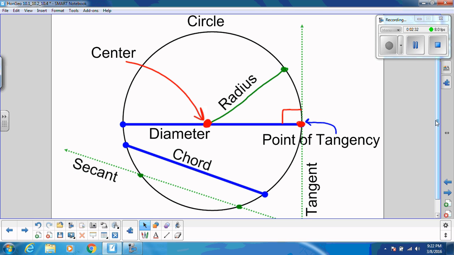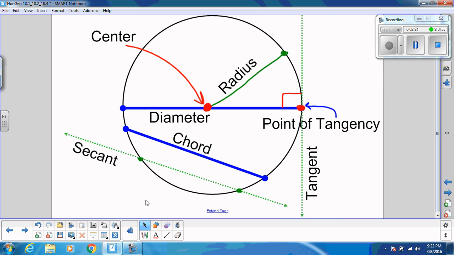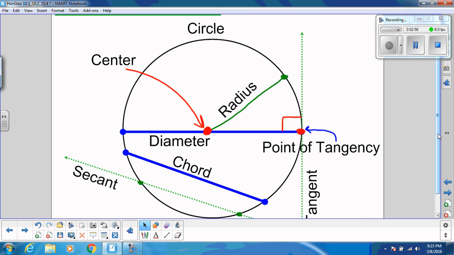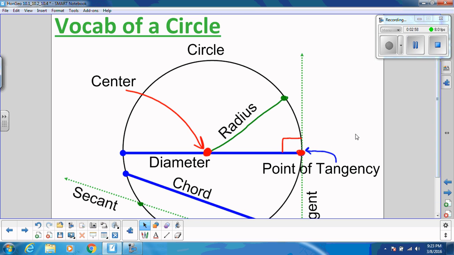And then we talked about the secant line. A secant is a line that goes through the circle in 2 points. So you see those 2 green dots there. And then a tangent line crosses the circle exactly once. So notice how it looks like it's skimming the surface of the circle. And where it touches, that's what we call the point of tangency. All right, so that's where all of those terms fit into a circle. I need you to know all of those very well, because we'll be talking about all of those later when we talk about those relationships within a circle.